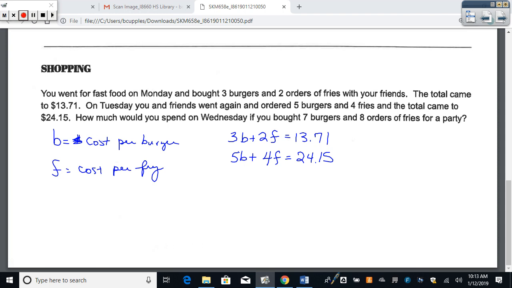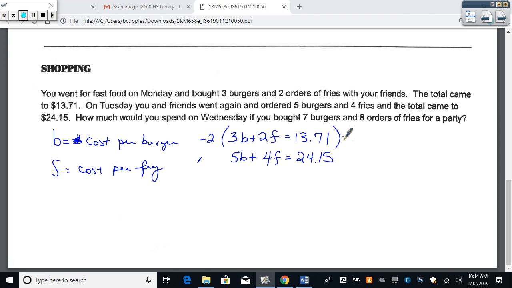The second one says that we have 5 burgers and 4 fries for a total of $24.15. Okay. So if we're going to solve this problem, we need to figure out the value of the burger and the fry and then plug it back in to figure out how much the cost of our party is going to be. Okay. So as I look at this, I think that multiplying this first equation by -2 will get rid of the fries, which is probably the easiest thing to do.